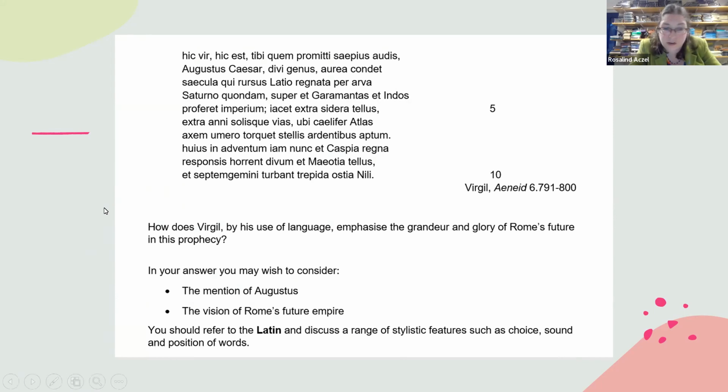And I thought it was a particularly nice question because it's the bit of major propaganda in book 6 where he's saying, here is the man who is often promised to you, Augustus Caesar, son of a god, who will bring the golden age, which was once ruled over by Saturn in Latium, and will extend the empire beyond the Garamantes and the Indians. The land lies beyond the stars, etc. So it's a really big propaganda passage. How does Virgil, by his use of language, emphasize the grandeur and glory of Rome's future in this prophecy?